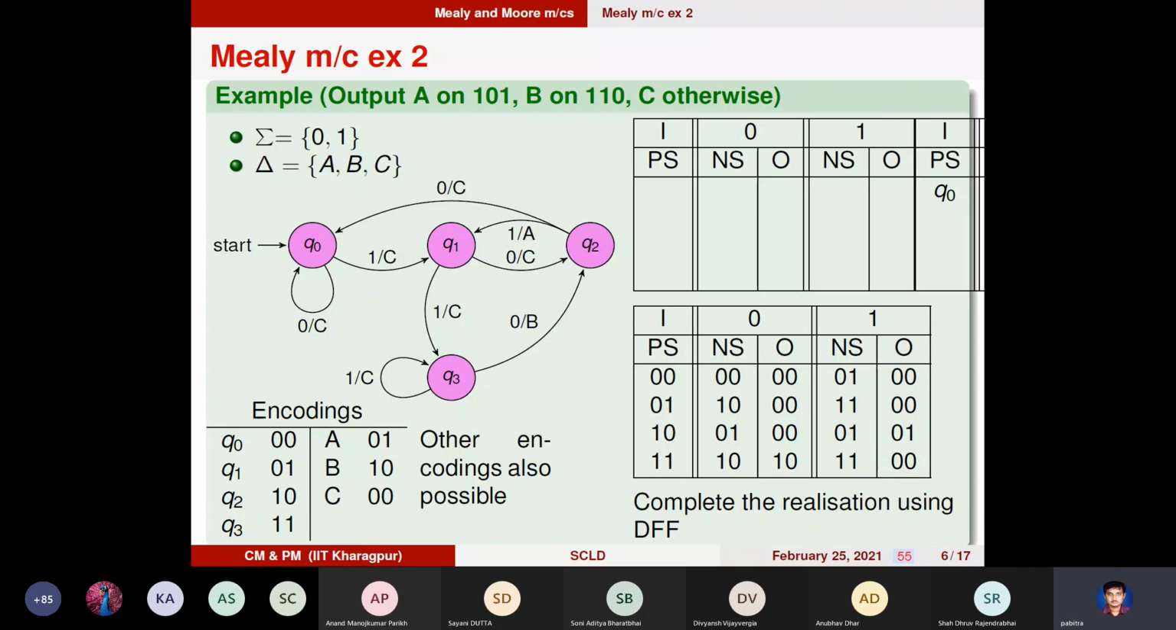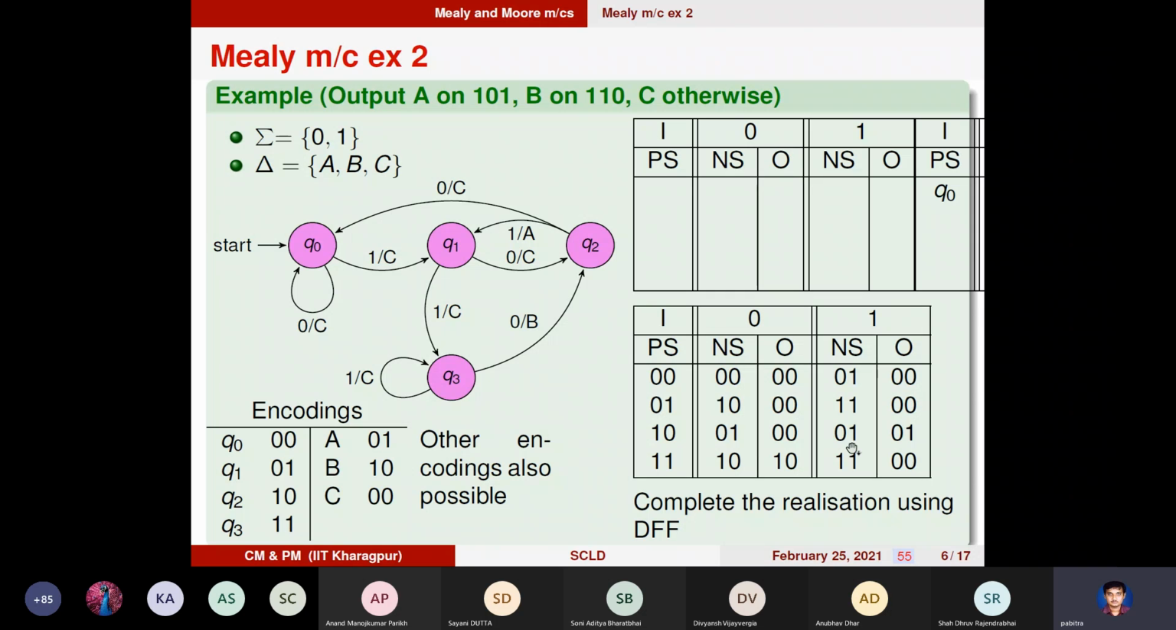In fact, there is nothing like second row or third row. But anyway, what is the second row of this chart? What is PS of the second row? What is NS for input 0? Q0. What is the output? C. Okay, fine. So this way you can fill up.